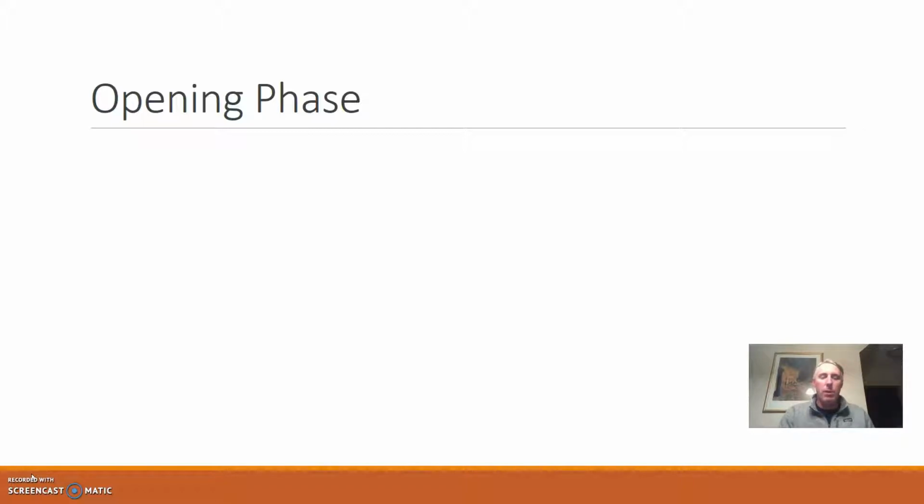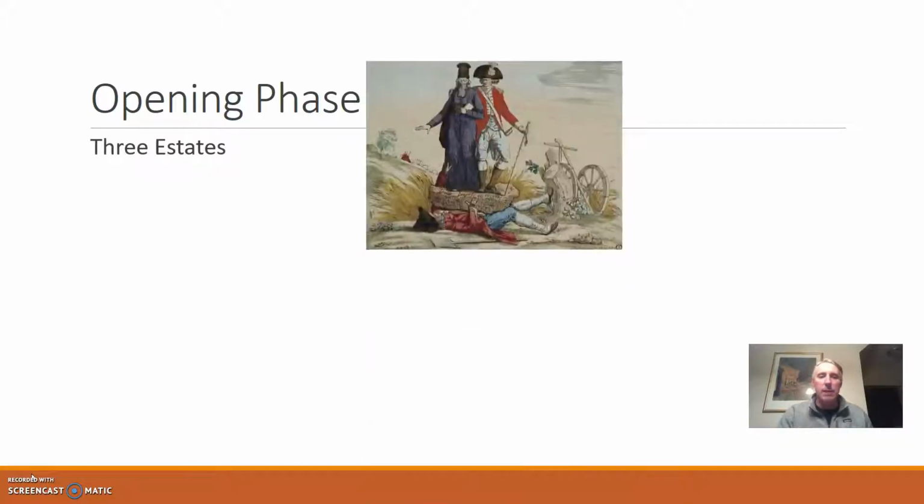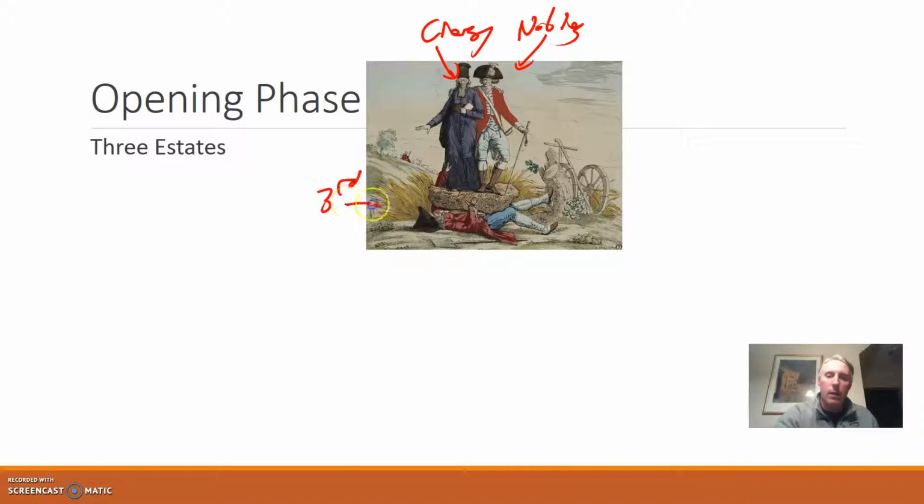with the conditions before the Revolution, where French society was still broken down into the 3 estates of medieval society. Right? You've got your clergy, your priests, you've got your nobles here, and your 3rd estate, you've got everybody else. And the majority of the 3rd estate were peasants.